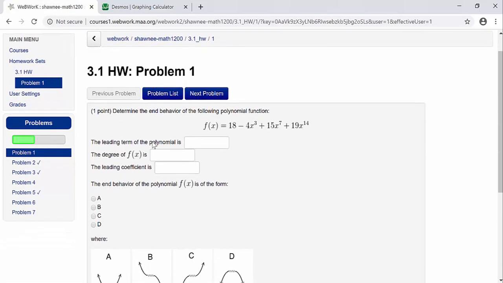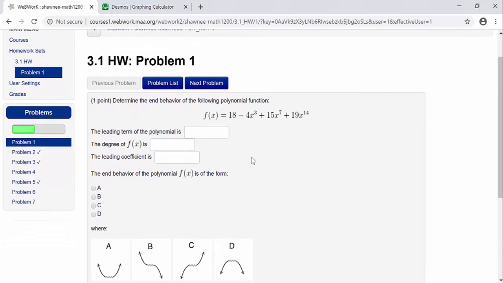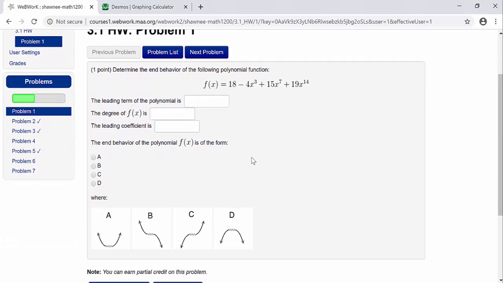In problem 1, we're looking at the end behavior of the following function. To determine the end behavior, we need to find the leading term in the first part. The leading term is the term that has the highest degree. So in this case, 19x to the 14. That would be the term with the highest degree. So the leading term is 19x to the 14.